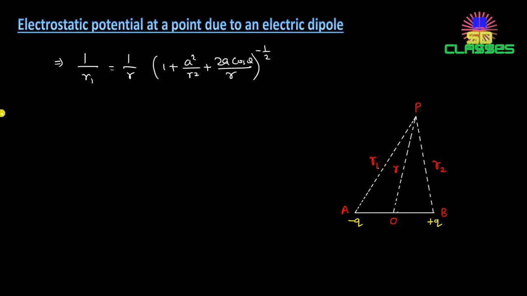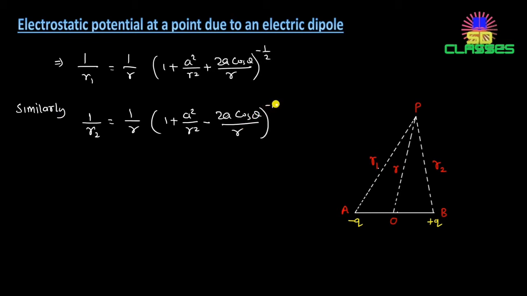Similarly I can write 1 by r2 is equal to 1 by r into 1 plus a square by r square minus 2a cos theta by r, to the power minus 1 by 2. Now I am going to put these values of 1 by r1 and 1 by r2 into the first equation that I have derived.